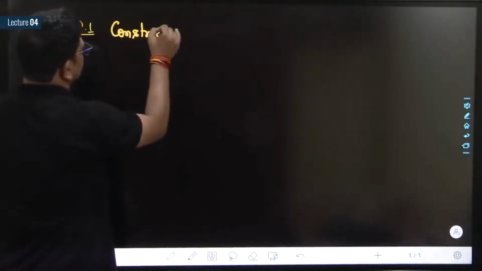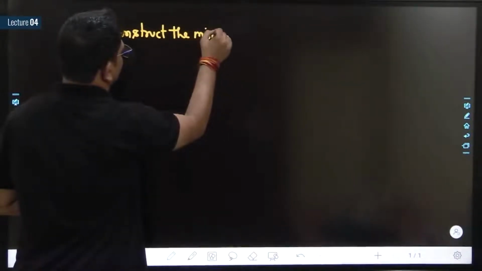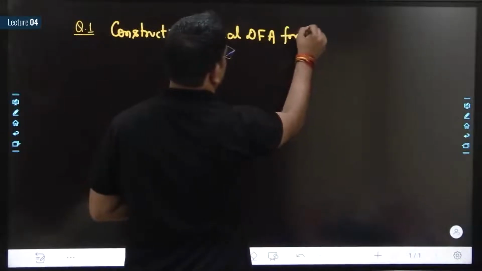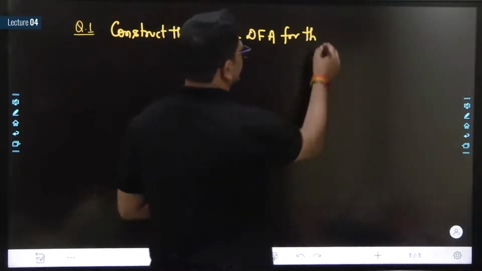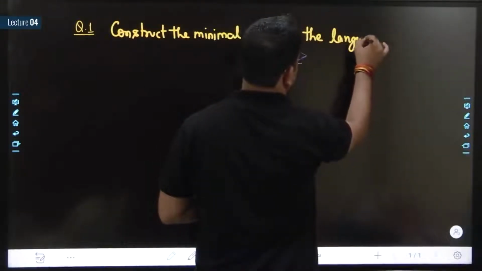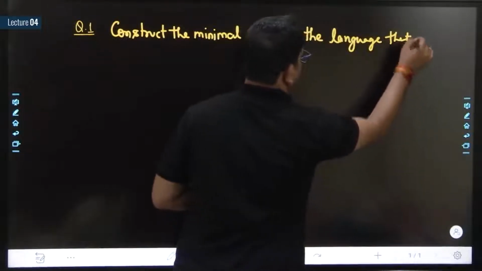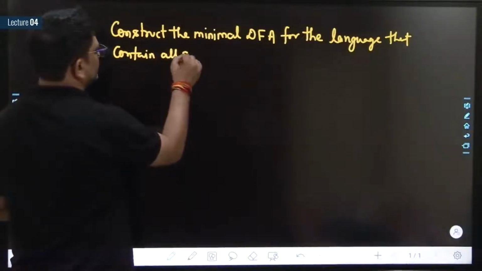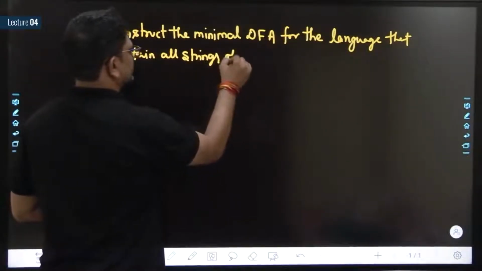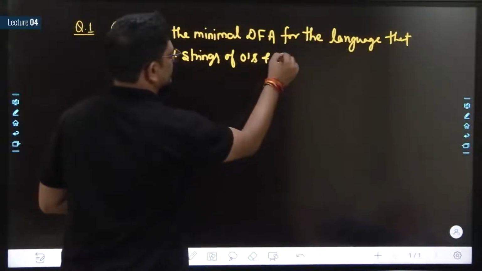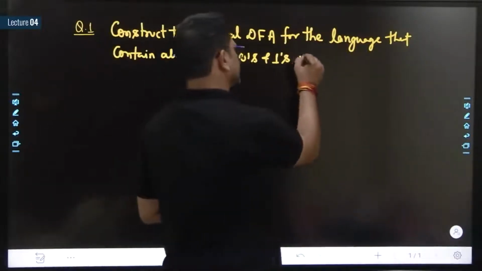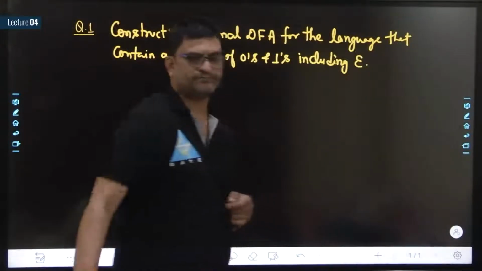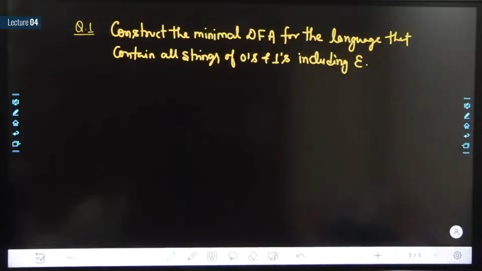What is the question? Construct the minimal DFA for the language that contains all strings of zeros and ones, including epsilon. Clear? Listen carefully.